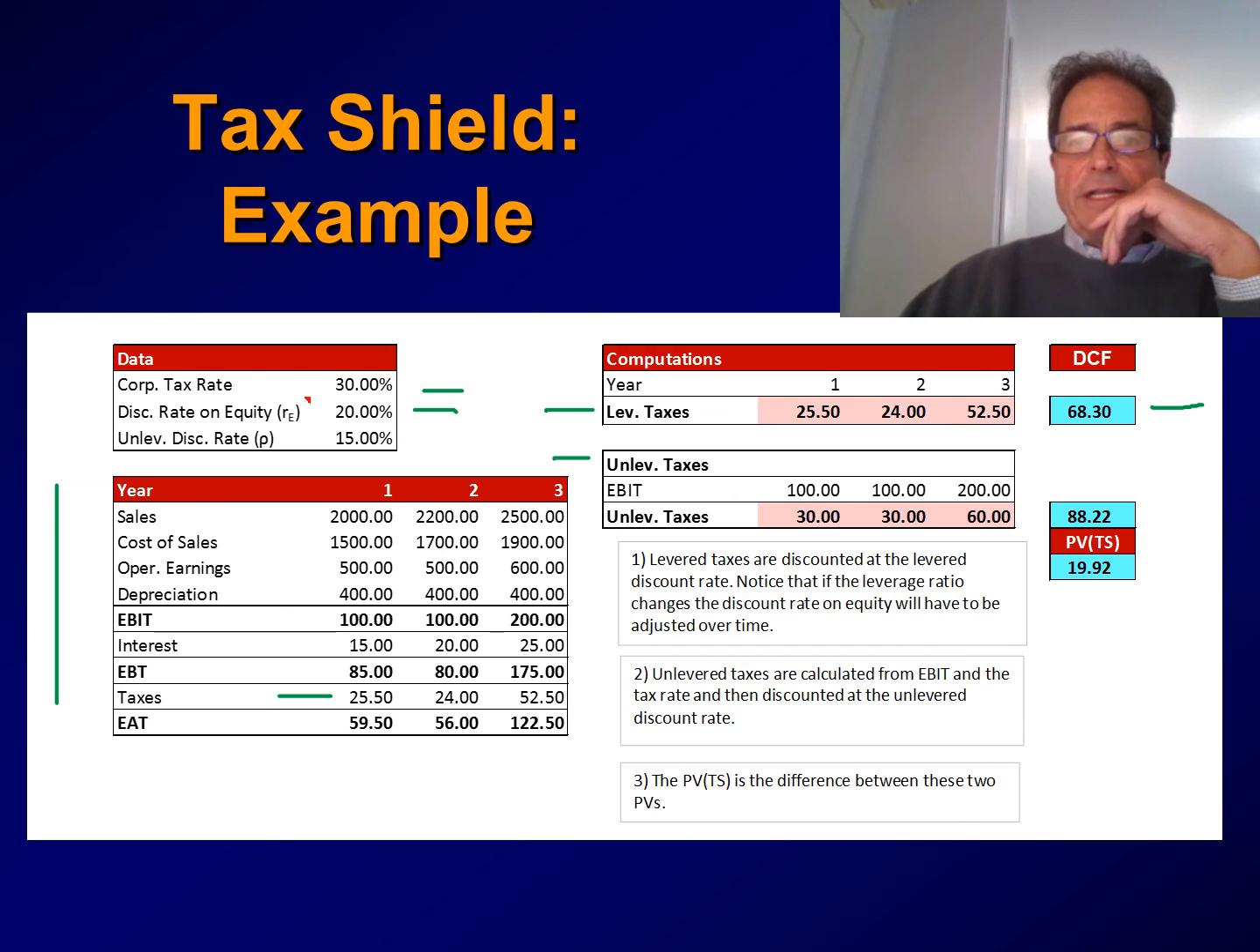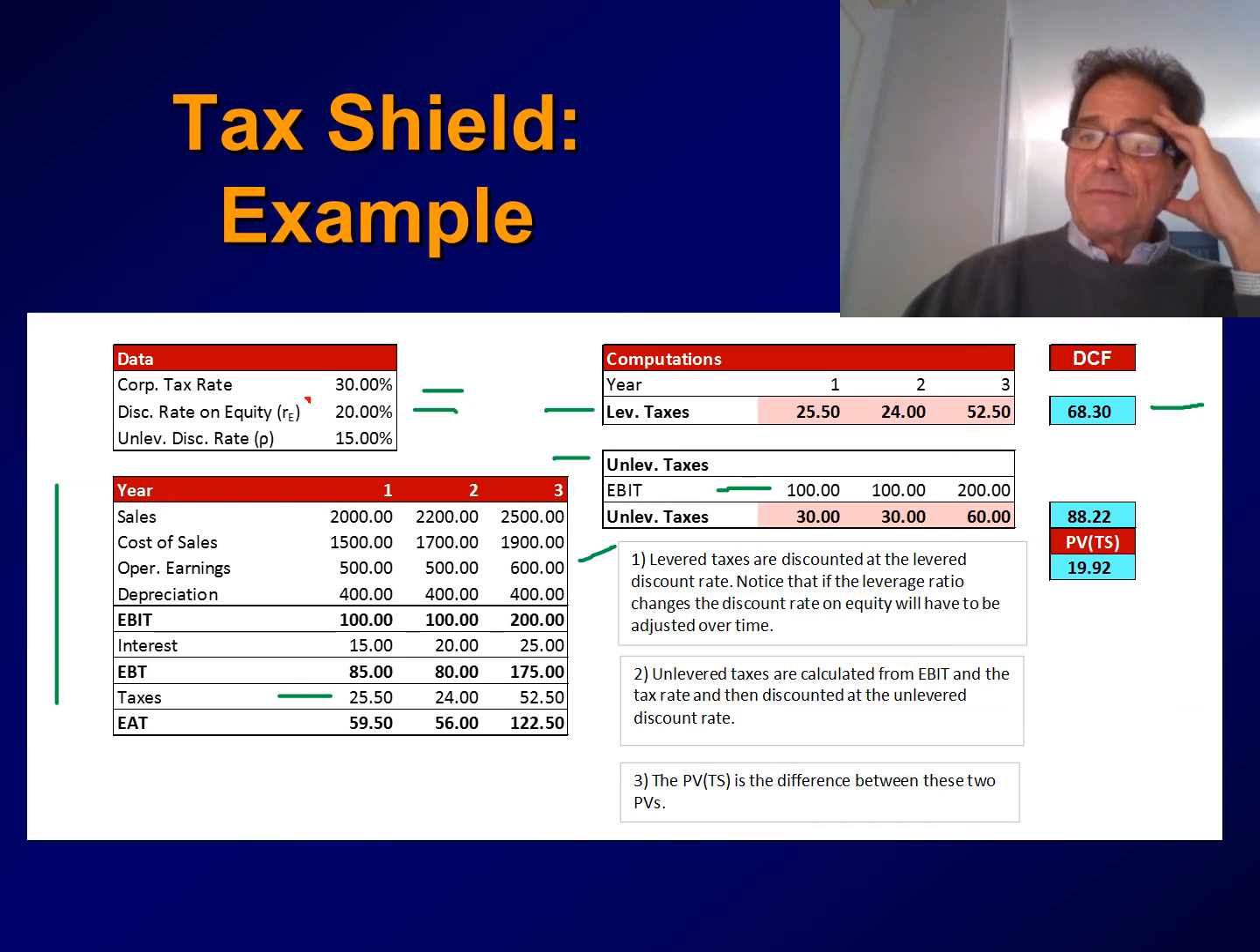Second, let's calculate the present value of unlevered taxes. First, we just copy earnings before interest and taxes. We know that earnings before interest and taxes are 100, 100, and 200. And then we estimate unlevered taxes just by multiplying EBIT by the corporate tax rate of 30%. So we obtain the tax flow for the unlevered firm of 30, 30, and 60. Then we calculate the present value of this cash flow using the unlevered discount rate, which is rho, in this case 15%. And we obtain a present value of 8822.